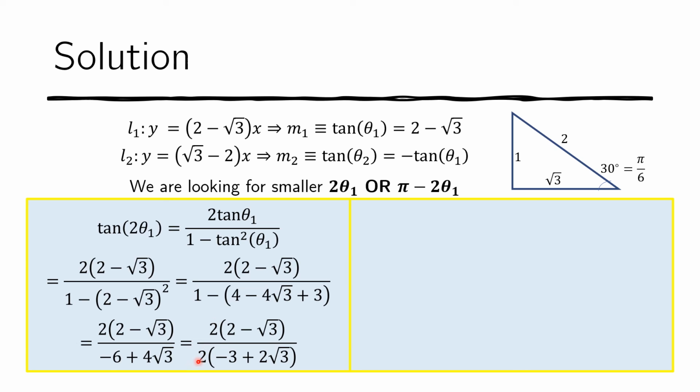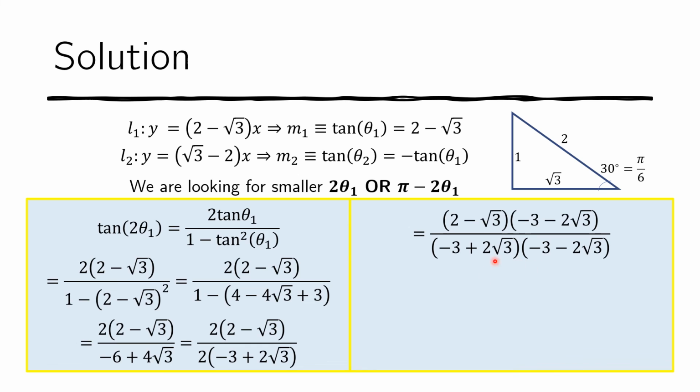So the 2's cancel, and we now have to rationalize this expression. That means we'll have to multiply both the numerator and the denominator by the conjugate of the denominator. And that's what we do here. The conjugate of this expression is this. So we just change the plus to minus. And when we do the multiplication in the numerator and denominator, we see this expression in the numerator and this in the denominator. The denominator is simply the square of the first term minus the square of the second.